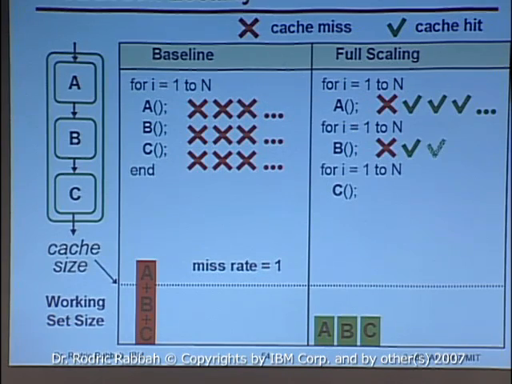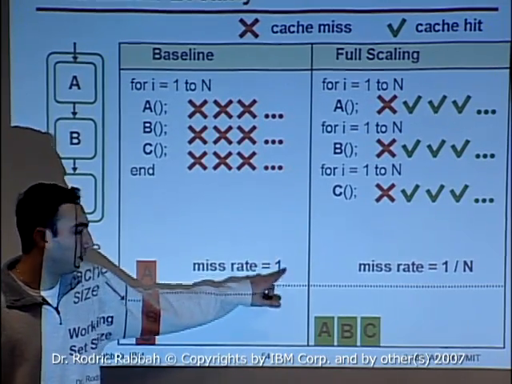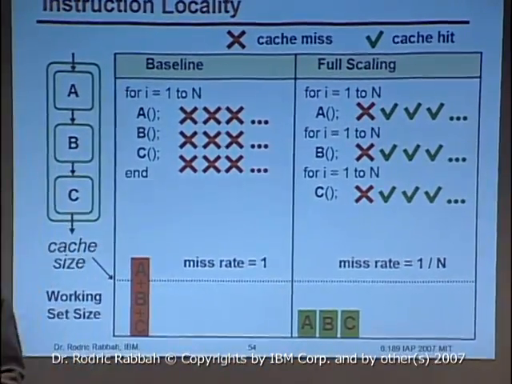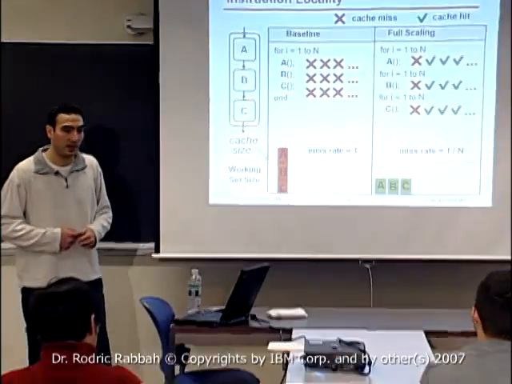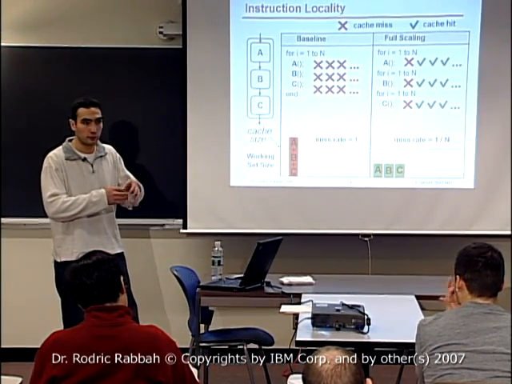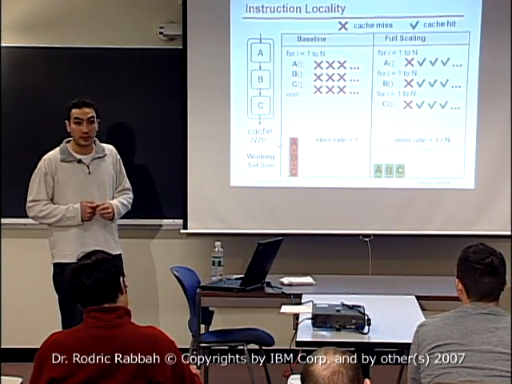For B, I have the same pattern. Right? First time I see B, it's a miss. Every time after that, it's a hit. And similarly for C. So my cache miss rate goes from 1, where everything is a miss, to decreasing to 1 over n, where n is essentially how much I can run the loop. So we call that full scaling because we've taken the loop and distributed it, and we've scaled every one of those smaller loops to the maximum that we can get.